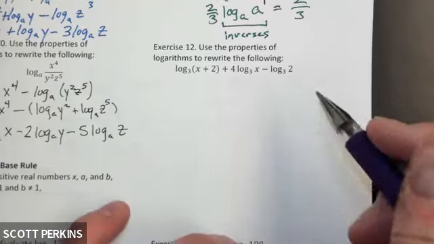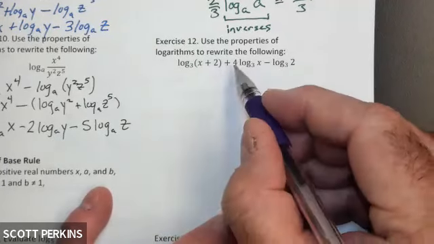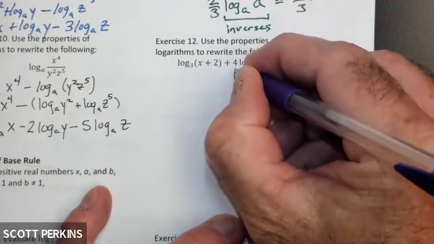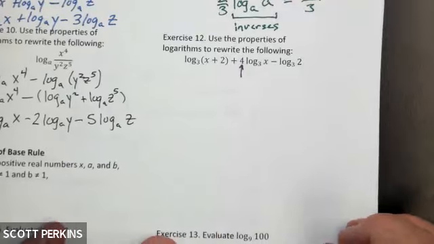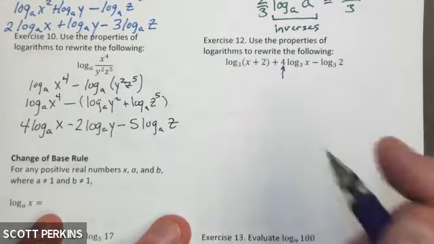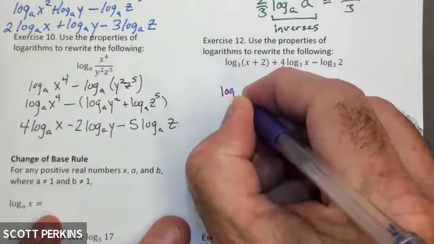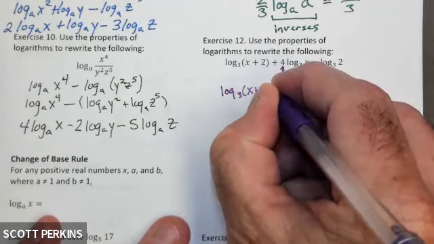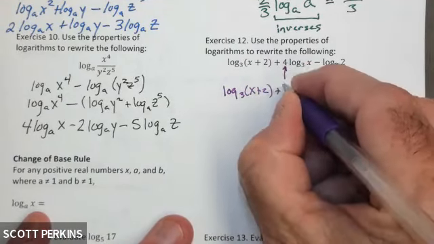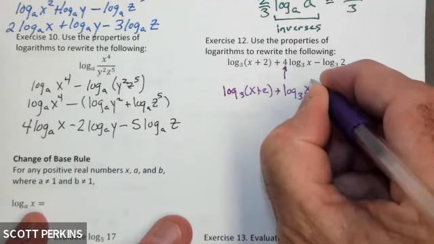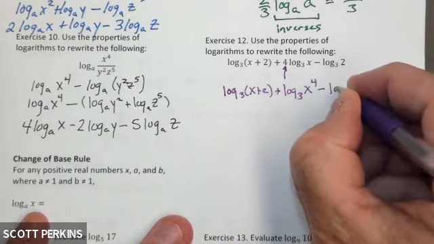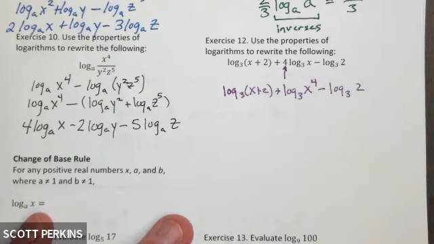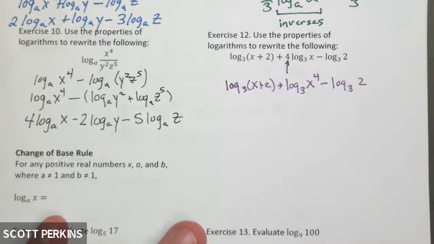So I'm just going to get started. If you're still working, keep working. The first thing I'm going to do is I've got this 4 right here, this coefficient. So I'm going to use the power rule for that. So I've got the log base 3 of x plus 2, and that, leave that the way it is, plus the log base 3 of x to the 4th power minus log base 3 of 2. Okay, so there's the first property I've used.